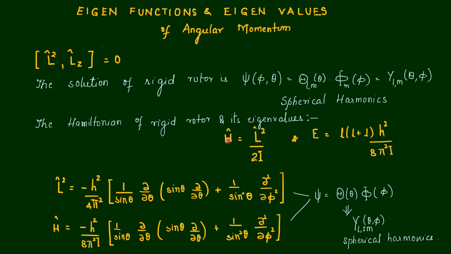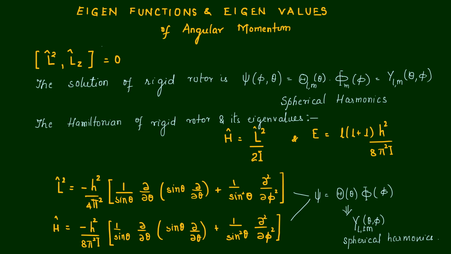It means that the Hamiltonian is related to L square, and the eigenvalue for the rigid rotor is given by E is equal to L(L+1) h square upon 8 pi square I. Here h is the Planck constant, I is the moment of inertia, and L is the quantum number. Now from this eigenvalue of total energy we can easily get the eigenvalue for total angular momentum. Let us look at how they are related.